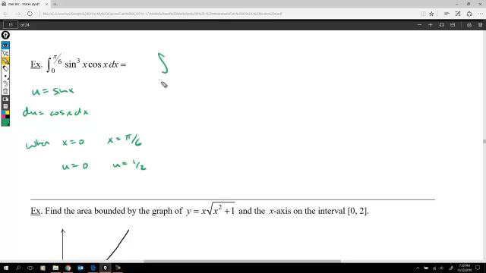So my new integral is from 0 to 1/2 of u cubed du. Much simpler integral. So I have 1/4 u to the 4th from 0 to 1/2, and that's going to be 1/4 times 1/2 to the 4th, which is 1 over 64. Pretty straightforward.